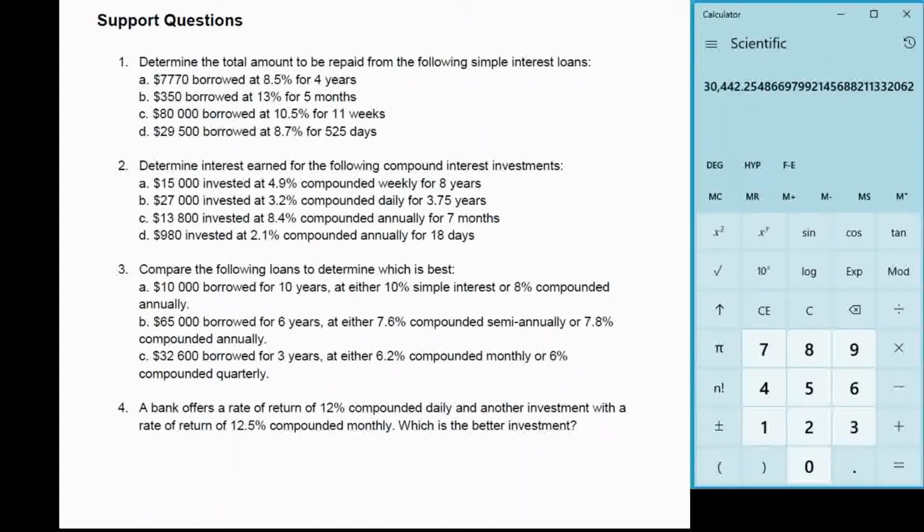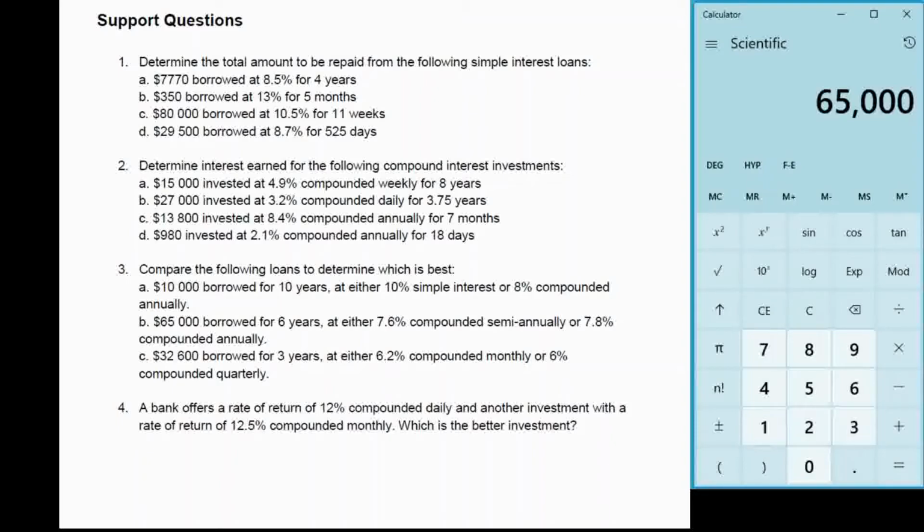So altogether, my investment is going to be worth $30,442.25 after the 3.75 years. We're saying how much interest is earned. I have to subtract the principal. So we're earning $3,442.25 from that investment. Let's look at 3B.